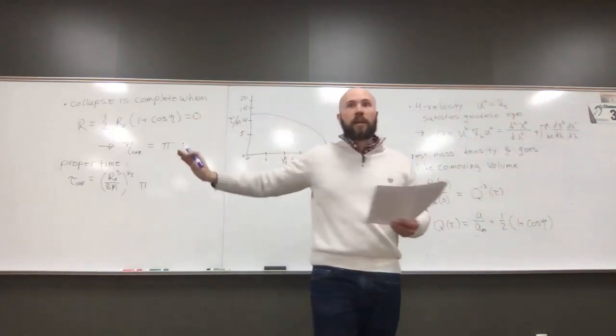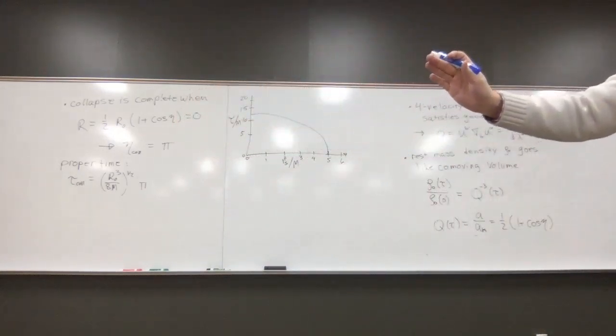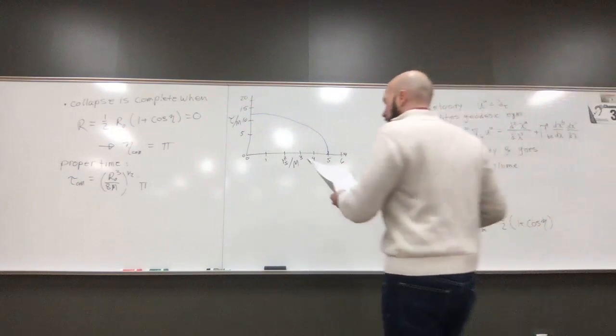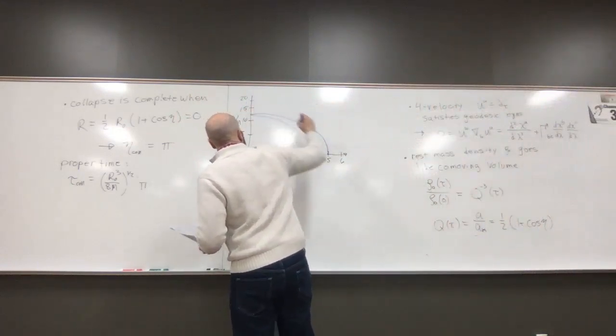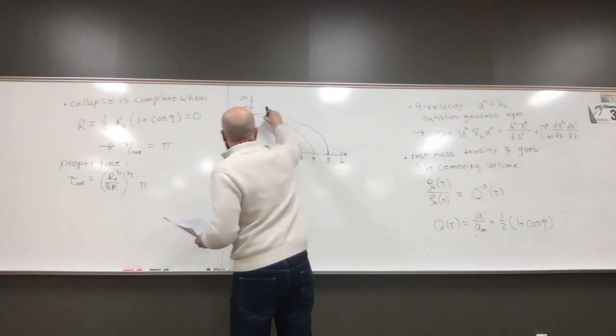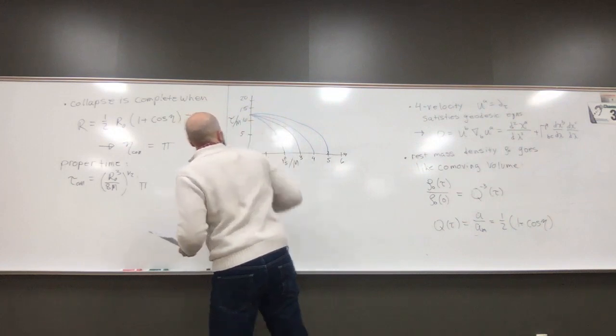If you think about it, in order to have infinite density, you've got to have all the mass at the same place at the same time, right? And so every mass shell then reaches 0 at that same proper time. Like that.